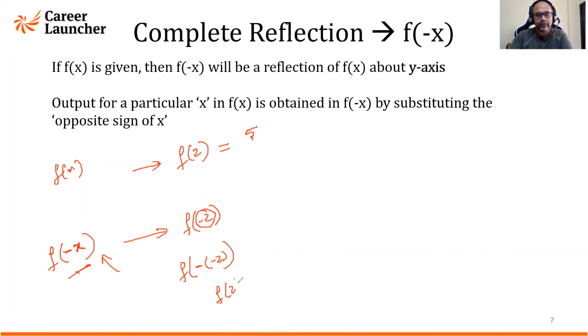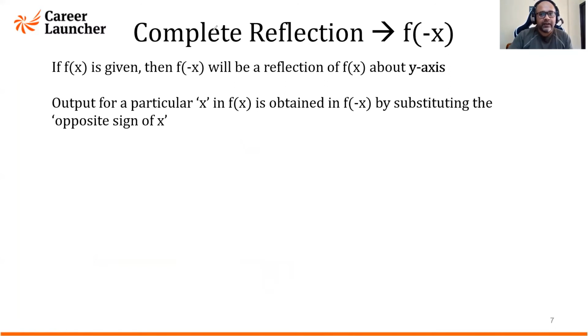So f of 2, and you'll get the answer as 5. Basically the idea is this graph should be in such a way that whatever answer you get, you can get the same answer by putting the negative of this x, which means the graph, as you can see, will be a reflection about the y-axis.